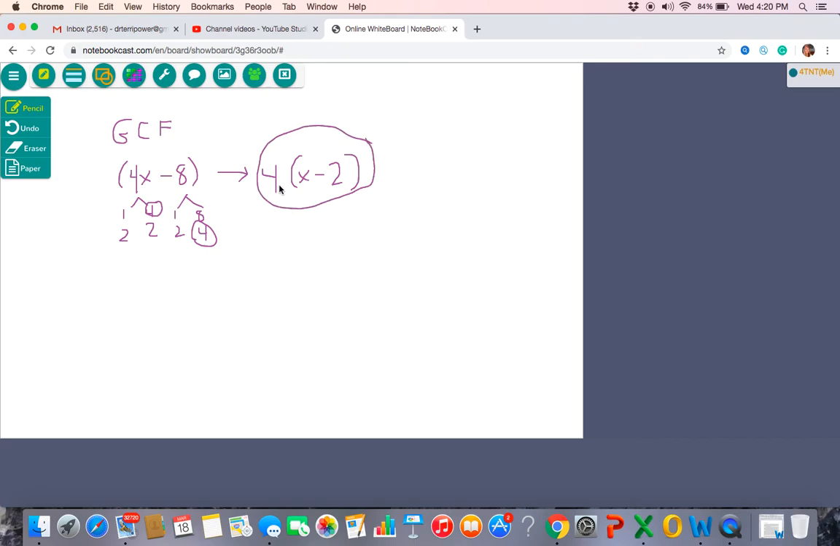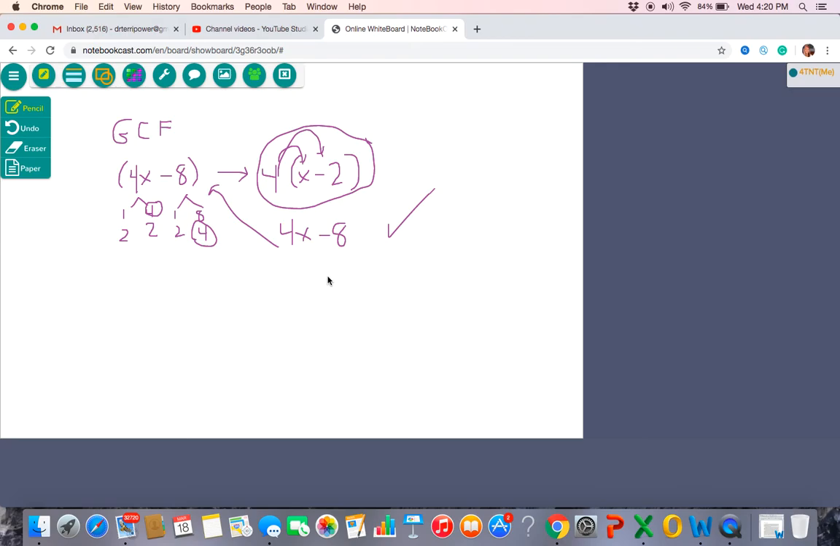And how I can double check it to make sure I'm correct, and I believe he showed that on the video too, is that you do the multiplication. So distributive property here. 4 times x is 4x. 4 times -2 is -8. And is that the same as that? Yes, it is. And so that's a simple way to do that.